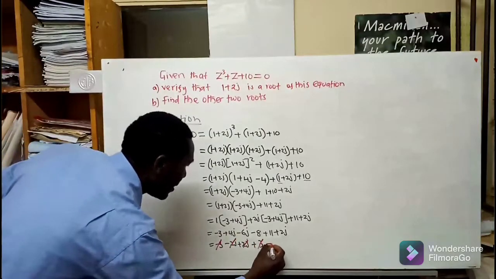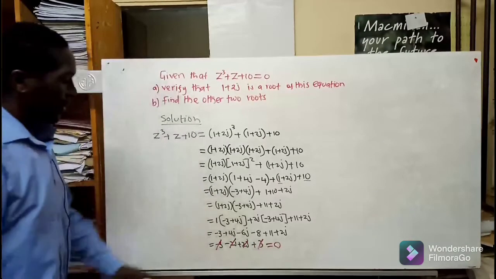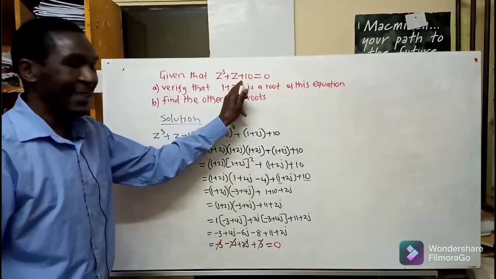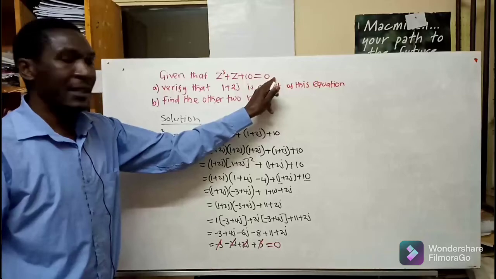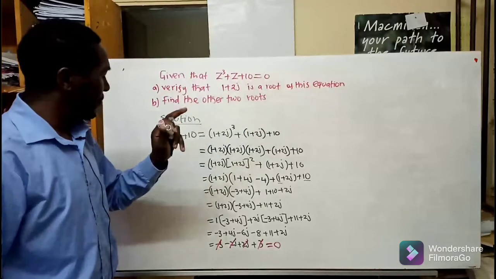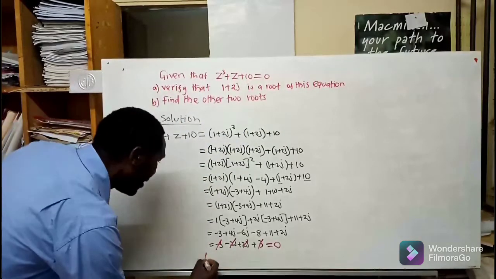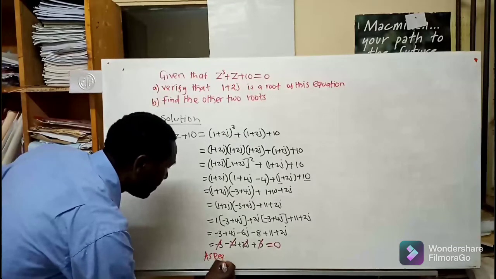What do you remain with? This one is equal to 0. That was our left-hand side. It is 0. And our right-hand side is also 0. We have verified as required.